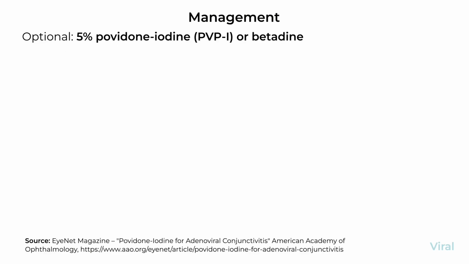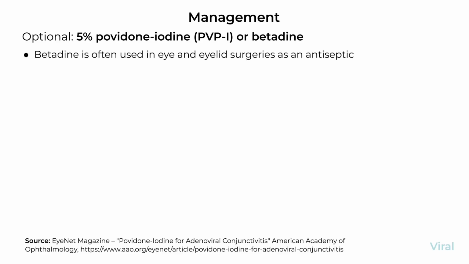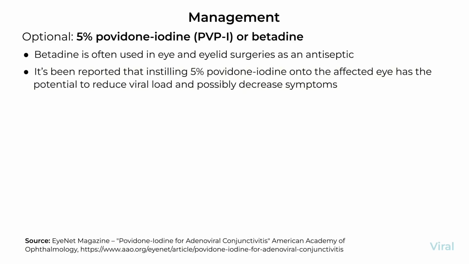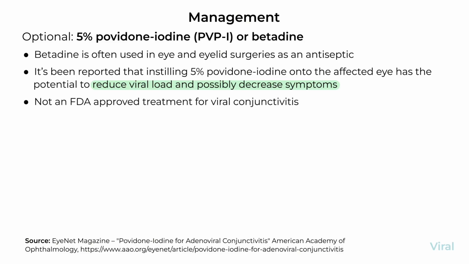An interesting treatment option is 5% povidone iodine or betadine. So betadine is often used in eye and eyelid surgeries as an antiseptic. It's been reported that instilling a drop of 5% povidone iodine onto the affected eye with viral conjunctivitis has the potential to reduce viral load and possibly decrease symptoms. But it is important to note that it is not an FDA-approved treatment for viral conjunctivitis.